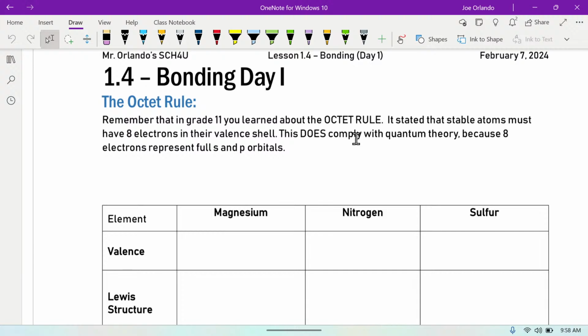Okay. If you remember, in grades 9, 10, and 11, we learned about the octet rule. Right? And what's the octet rule state? It told us that atoms must have 8 electrons in their valence shell, right? And that was kind of our default. Whenever we drew Lewis diagrams, we were either trying to get an empty outer shell or we were trying to fill it up to 8. And if you look at the periodic table, that makes sense because that combination of 8 represents the s orbital and the p orbital being full.